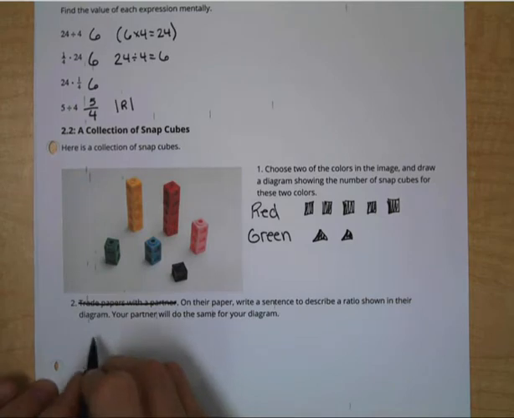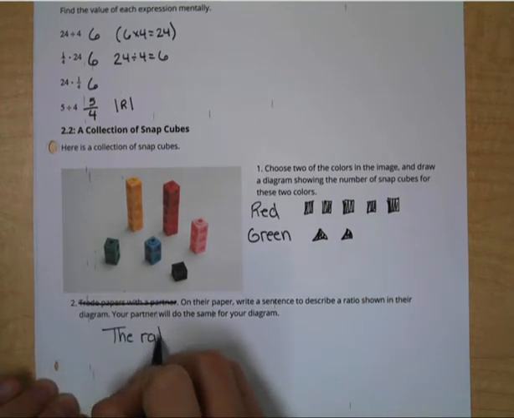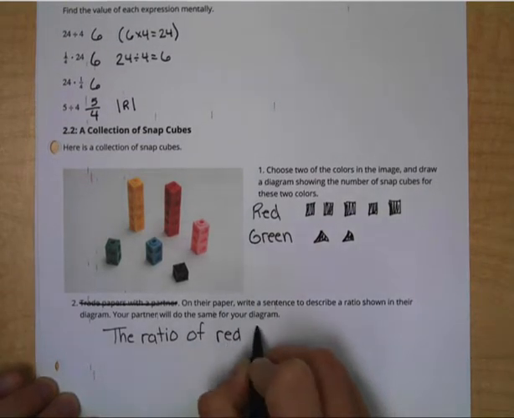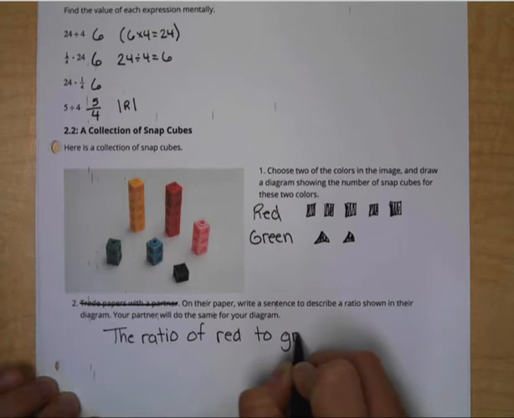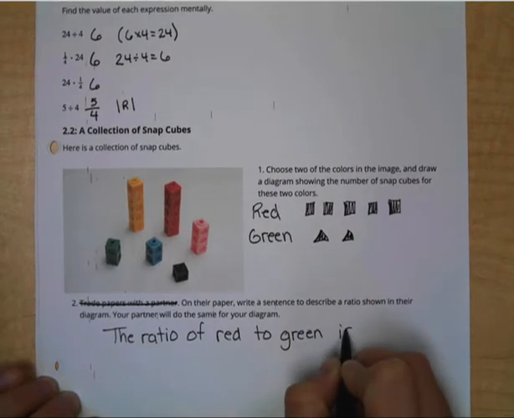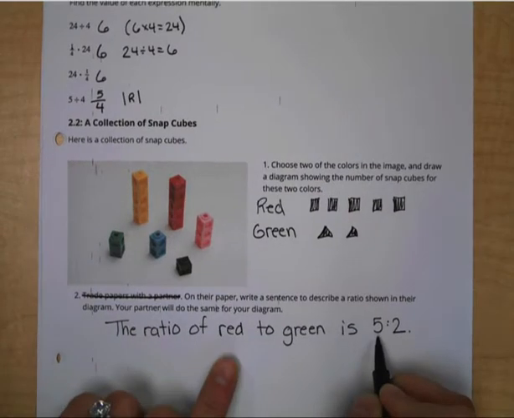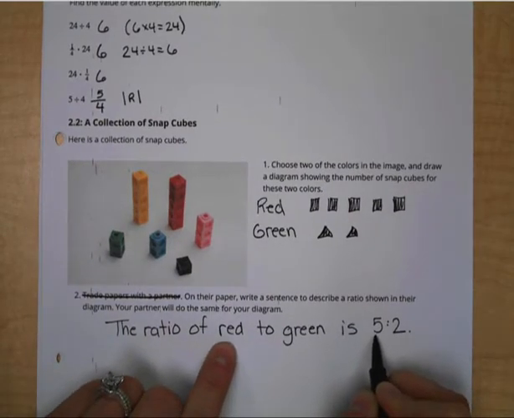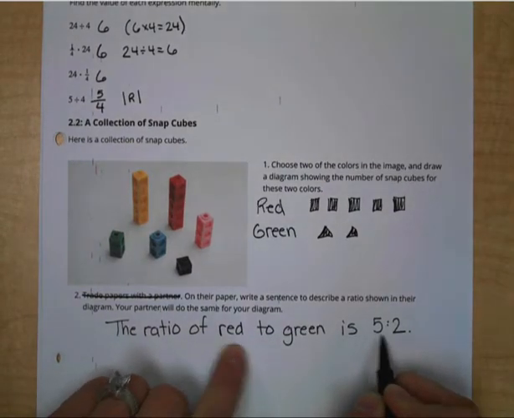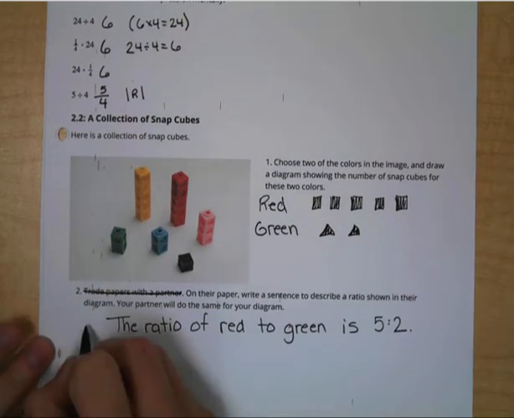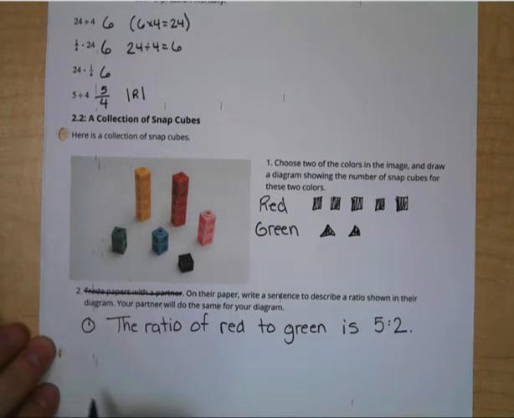So one possible sentence would be the ratio of red to green is 5 to 2. Now remember, 5 comes first because that's the number of red, and red comes first in the sentence. Green comes second because it's second in the sentence. Okay, that's one possible sentence you could write.